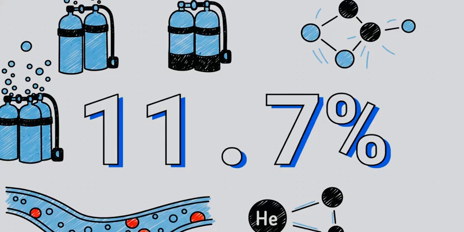Let's look at a pretty fascinating real-world application of this exact science, 11.7%. That is the precise amount of helium added to scuba diver air tanks. But why? Well, helium has an extremely low solubility in blood, so by adding exactly 11.7% helium by weight, we completely prevent those dangerous, sometimes deadly bubbles from forming in a diver's bloodstream when they're down under intense pressure underwater.